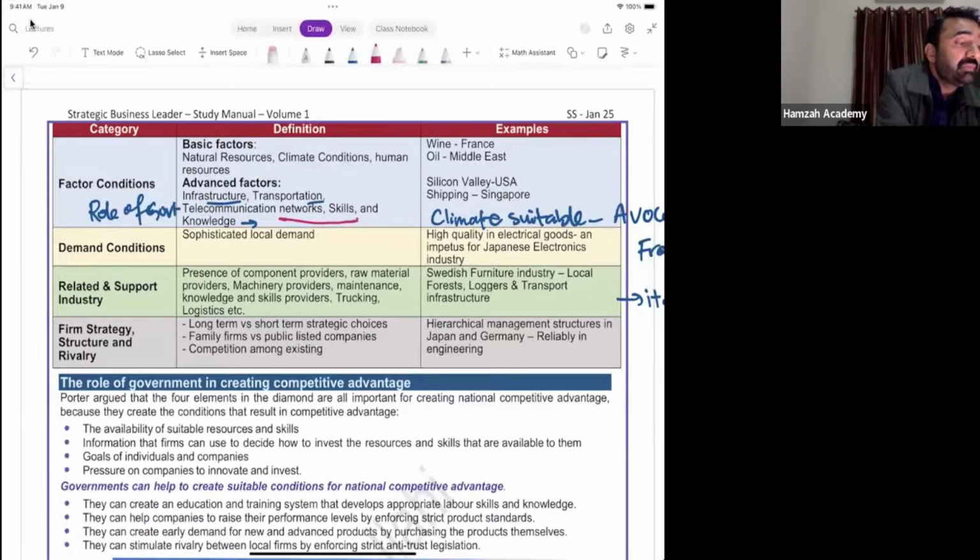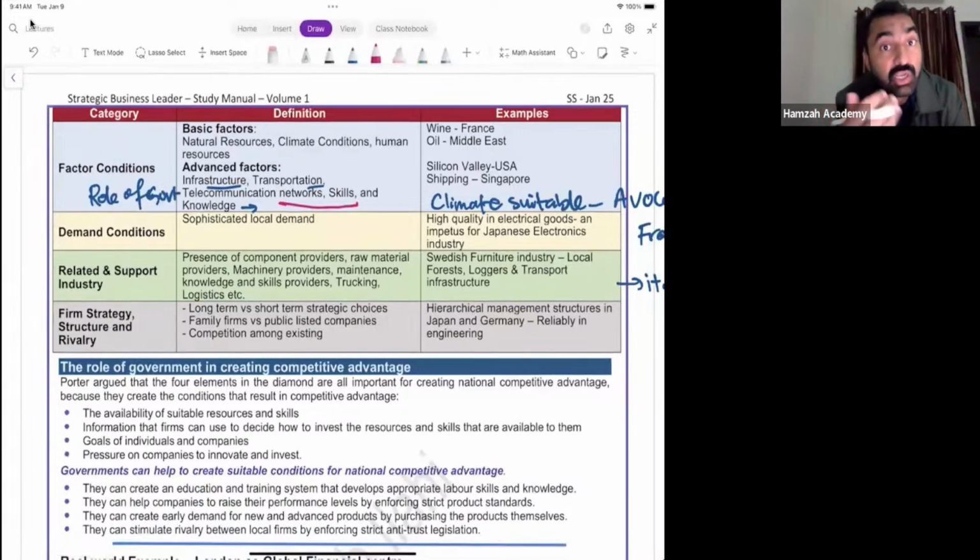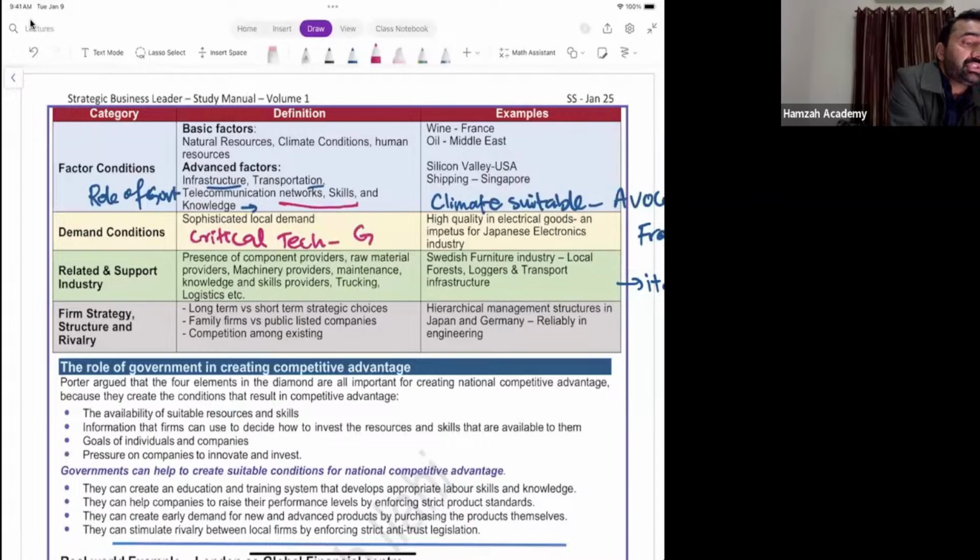Okay, and then demand conditions. For certain industries, the government might be the leading consumer or customer. For example, in defense industries, the governments might be the key customers of those new products. Similarly, in the pharma industry or in certain critical technologies, the government might be the only customer of those technologies.